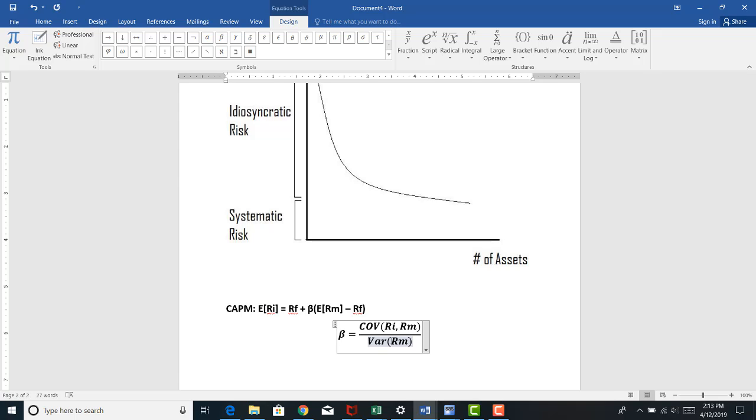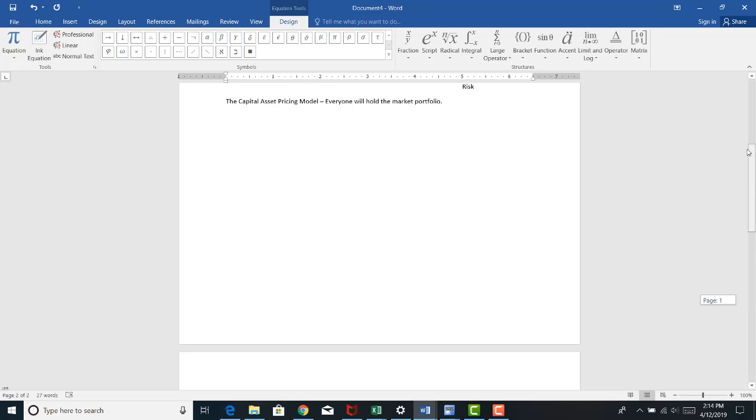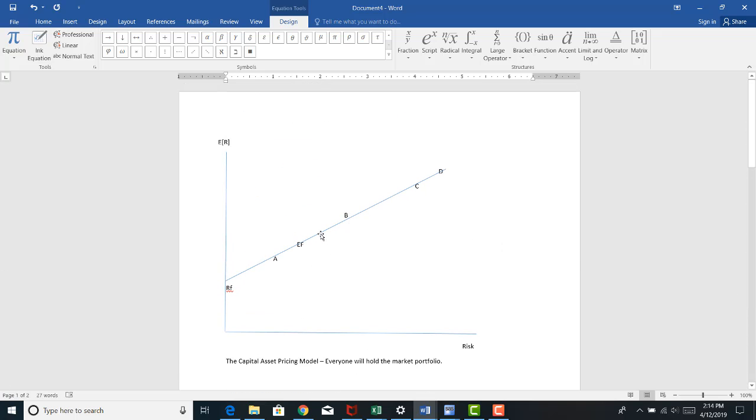Okay? Some of you that are really good at statistics know what that ratio is. That ratio is simply a regression slope coefficient from a regression of returns for stock i on returns for the market. And you get a slope coefficient that gives you the covariance of Ri to Rm over the variance of Rm. This is our measure of systematic risk. The market itself has a beta of 1. If I go up here, let's assume the slope of this line is 1, right?